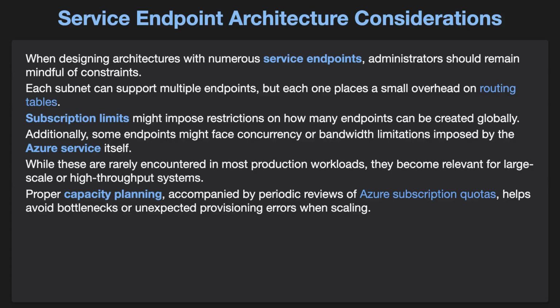When designing architectures with numerous service endpoints, administrators should remain mindful of constraints. Each subnet can support multiple endpoints, but each one places a small overhead on routing tables. Subscription limits might impose restrictions on how many endpoints can be created globally. Additionally, some endpoints might face concurrency or bandwidth limitations imposed by the Azure service itself. While these are rarely encountered in most production workloads, they become relevant for large-scale or high-throughput systems. Proper capacity planning, accompanied by periodic reviews of Azure subscription quotas, helps avoid bottlenecks or unexpected provisioning errors when scaling.